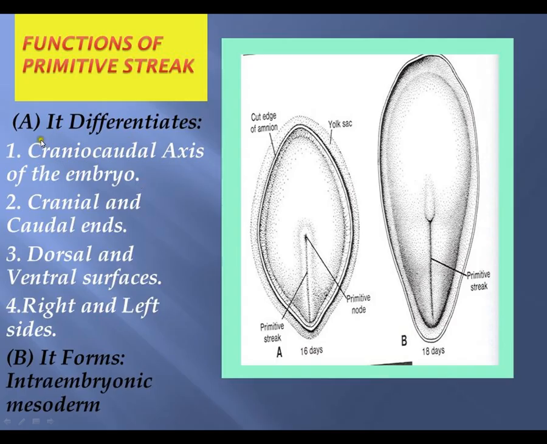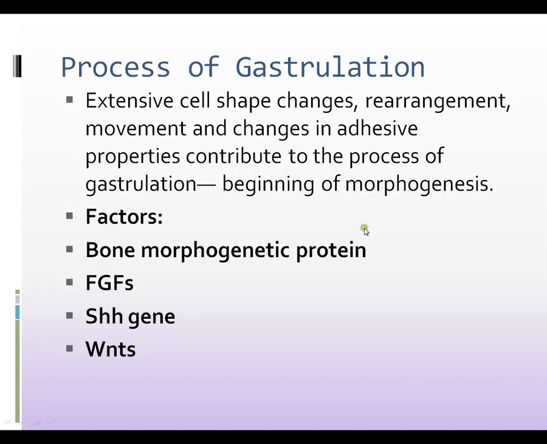So what is the function of the primitive streak? The primitive streak is responsible for differentiating the craniocaudal axis of the embryo. The cranial end and the caudal end are defined. The streak is just opposite to the cranial part. The dorsal and the ventral surfaces are defined, and because it appears in the center, the right and the left sides are identified.